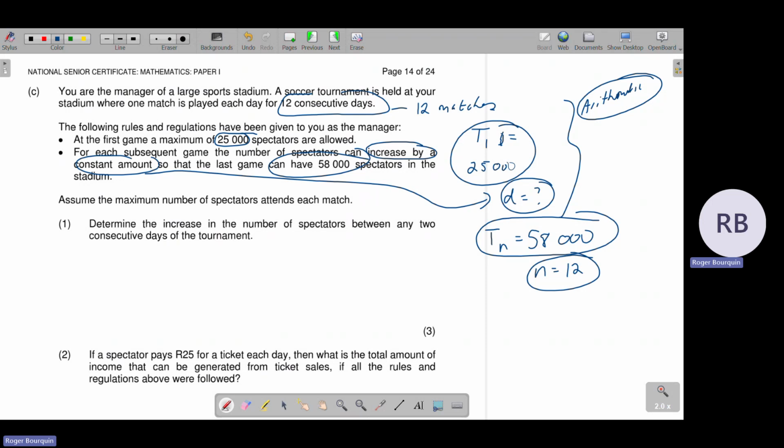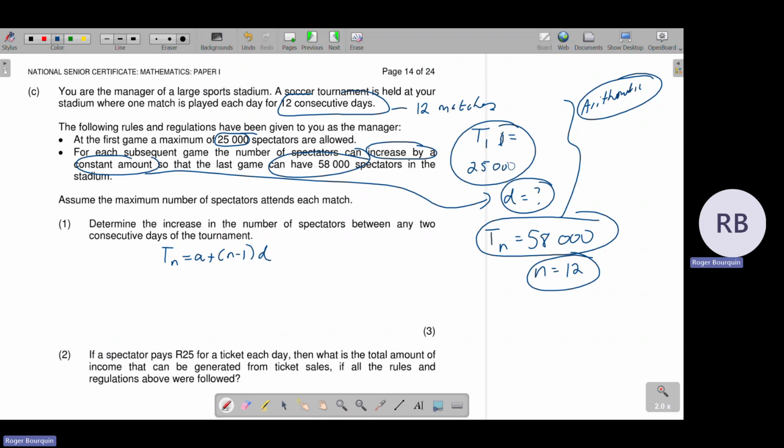So I've got an arithmetic sequence. I know Tn is 58,000. I know N is 12. I'm looking for D, and I know T1 is equal to 25,000. What formula? Once you've written things down, it's easy to know which formula you're looking for. Which formula links up Tn and D? Tn is equal to A plus N minus 1 times D.